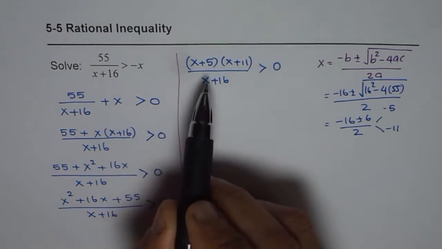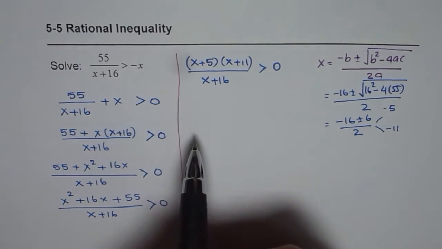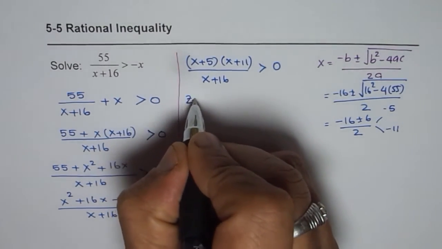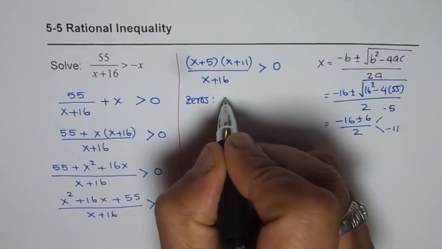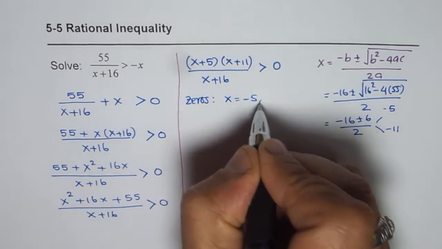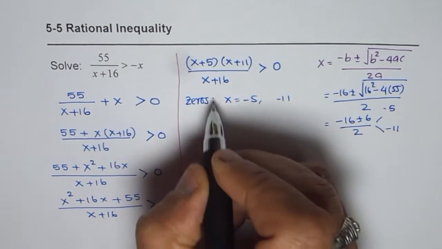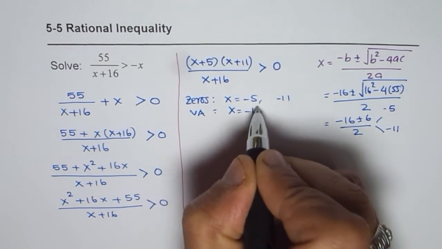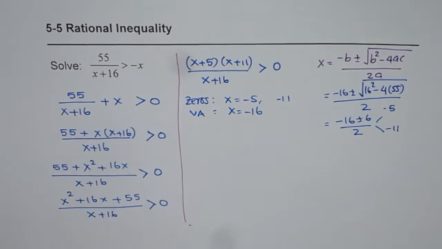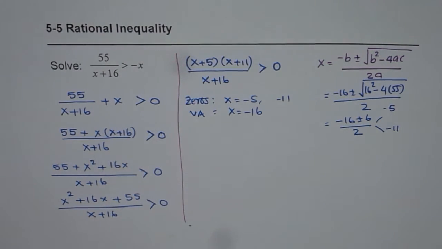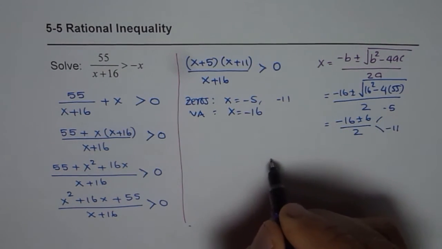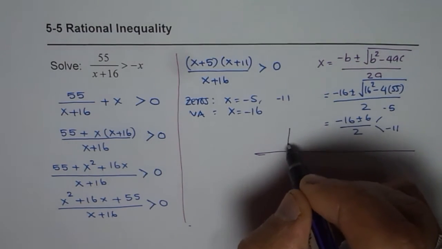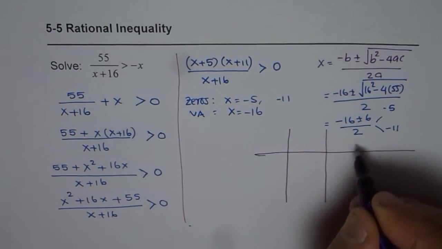Now, we have to look for zeros of numerator and denominator. So the zeros are at x equals to minus 5, minus 11, and we have a vertical asymptote at x equals to minus 16. Now, these three points actually divide the plane into four intervals, and we'll analyze these four intervals to find our answer.